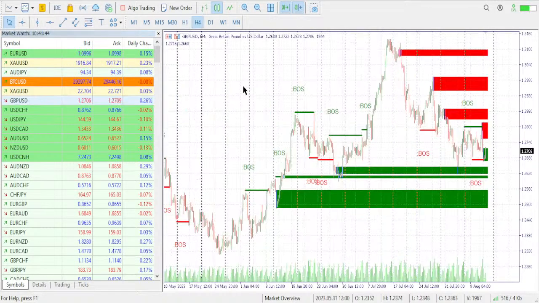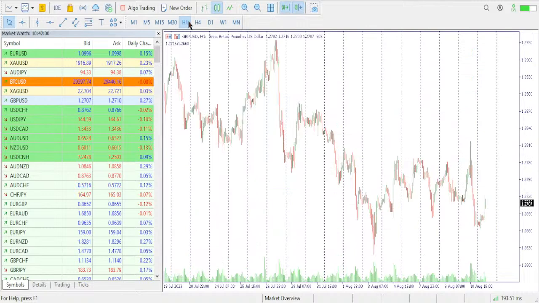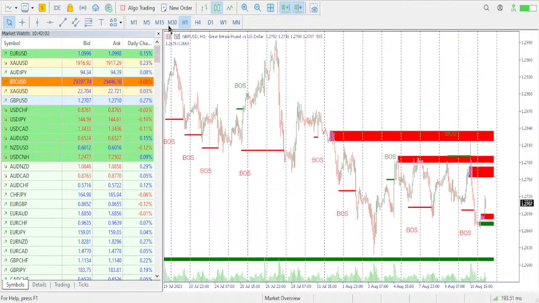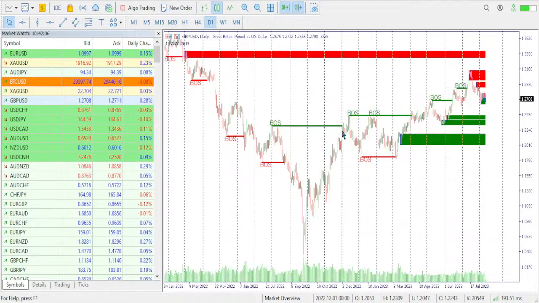With GBP USD so far, we have some zones we are looking at. If you look at it on the daily time frame, it looks much better. We do have a bullish break of structure which indicates upwards. So indeed, the price continued upwards after this bullish break of structure.